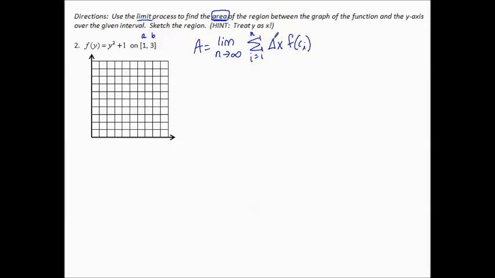So remember, we need to work from the inside out, find the width and find the height first so that we can plug it into the summation. So our width first, our delta x, that's our b minus a over n. We can use these values and just plug them in, 3 minus 1 over n, 2 over n. We can also find the f of c sub i by first finding the c sub i and plugging it into the f, and all of this can be done without a picture.